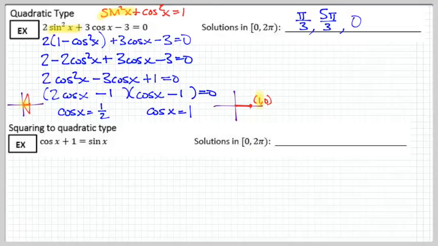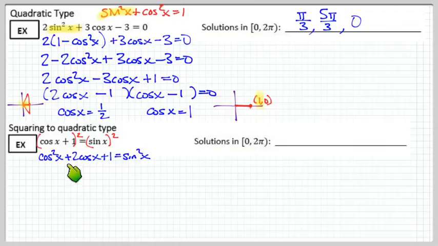Here's an interesting case now where I would like to turn my cosine into sine or my sine into cosine, but I can't do that unless I had some sort of sine squared or cosine squared. So what I'm going to do is actually square both sides of the equation. But I have to remember, whenever I do this, I got to check for extraneous solutions. So let's square both sides, and I'm going to expand it out. So I get sine squared on this side, and cosine squared x plus 2 cosine x plus 1. I'm going to do my Pythagorean identity substitution here. You can see that in yellow.